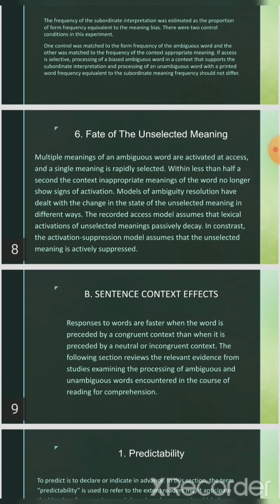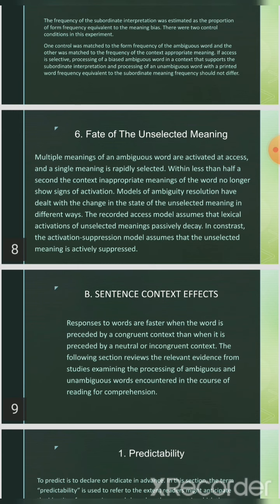The sixth is the fate of the unselected meaning. Multiple meanings of an ambiguous word are activated at access, and a single meaning is rapidly selected. Within less than half a second, the context inappropriate meanings of the word no longer show signs of activation. Models of ambiguity resolution have dealt with the change in the state of the unselected meaning in different ways.